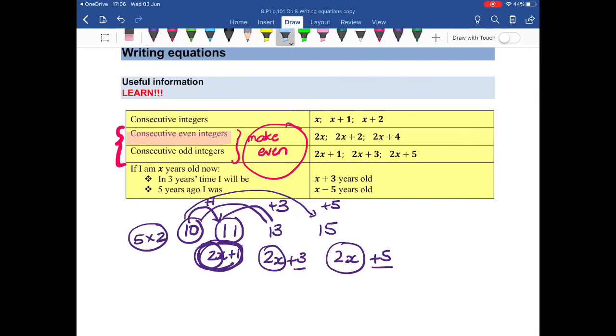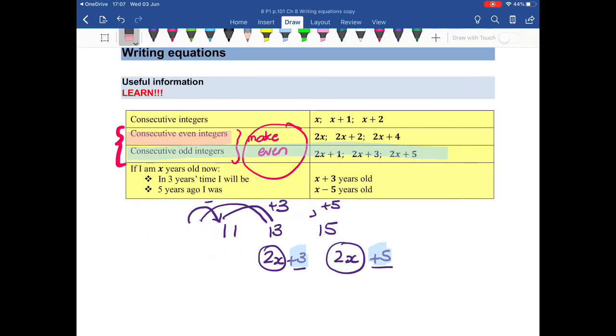So here, again, you can see 1, 3, 5. Those are my odd numbers. So the consecutive odd integers are 2x plus 1, 2x plus 3, 2x plus 5. Now we need to look at the age questions.